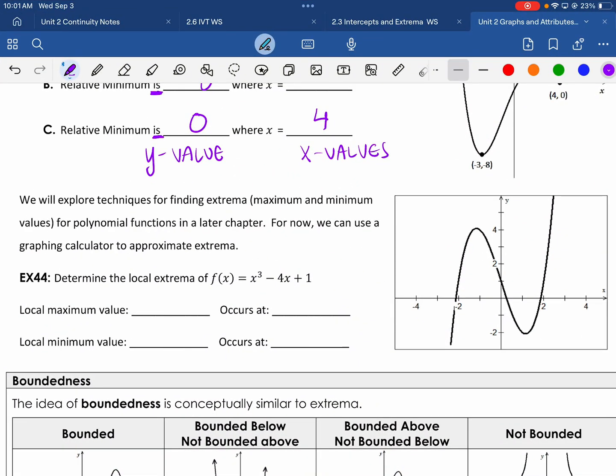All right, so the local maximum value, remember that's a y value. So that's going to be 4.079. It occurs at x equals negative 1.154. You could just put negative 1.154. You could round, yep. And then the minimum value is negative 2.079. And that occurred at, and once again, you don't have to put x equals if you don't want to, 1.154.